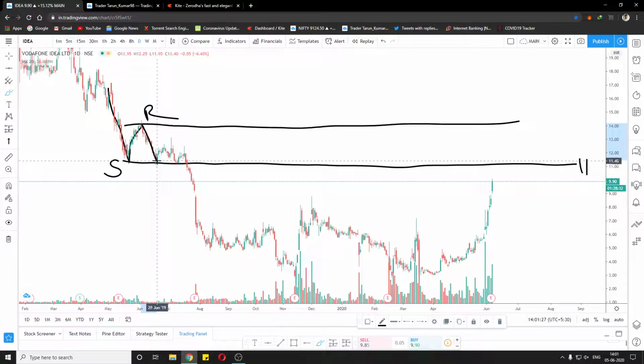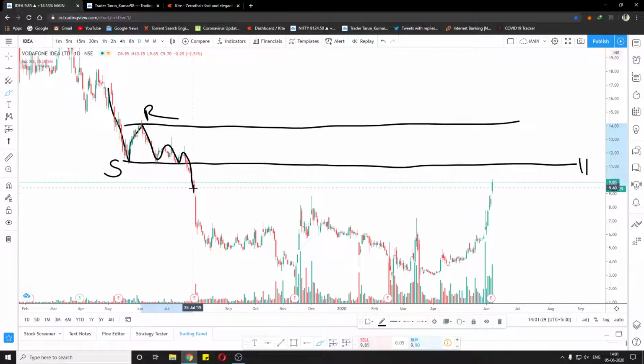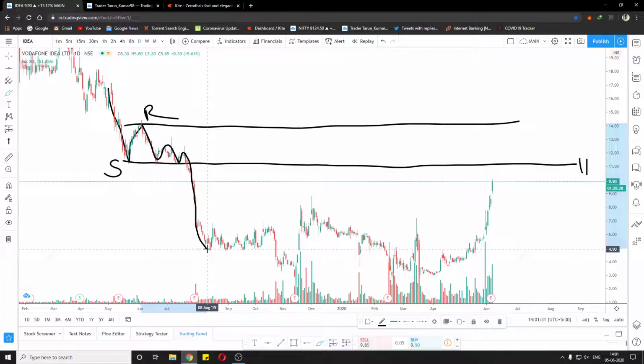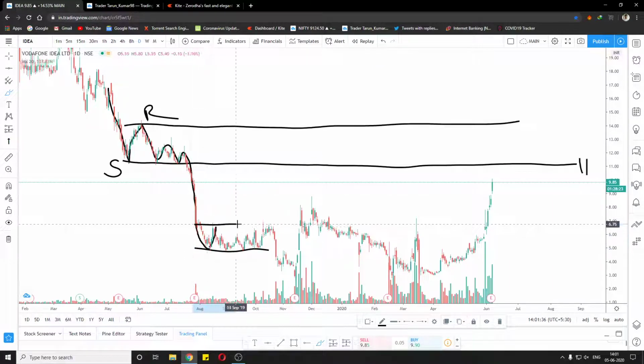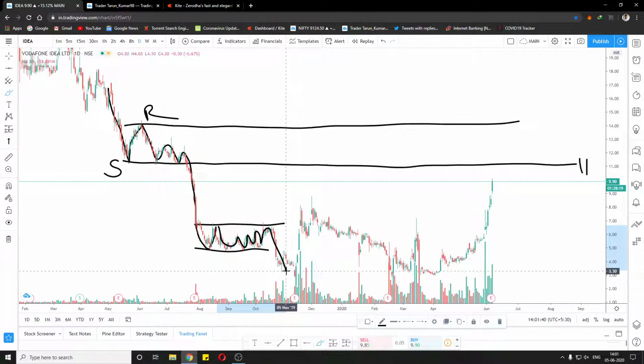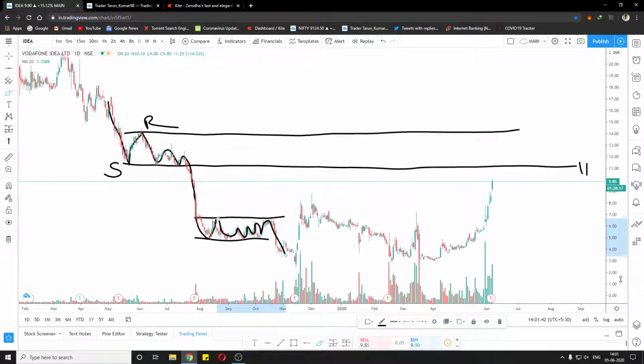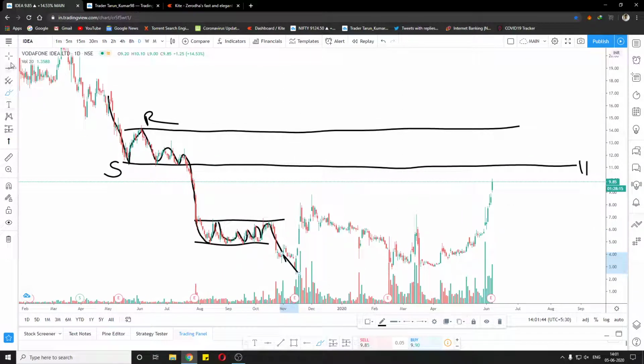The market kept coming back to support. We gave a breakout to the downside. Then we have this support here, and this is our resistance. Then the market kept trading in this channel. Another breakdown. This became our support.